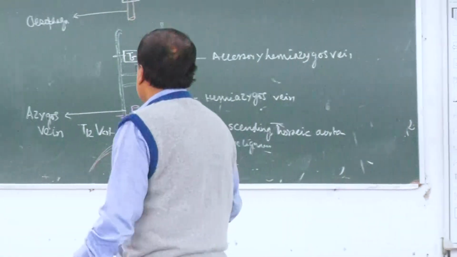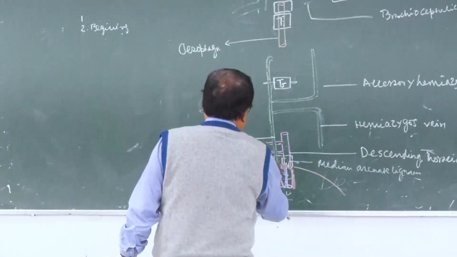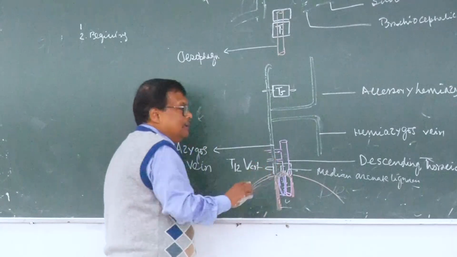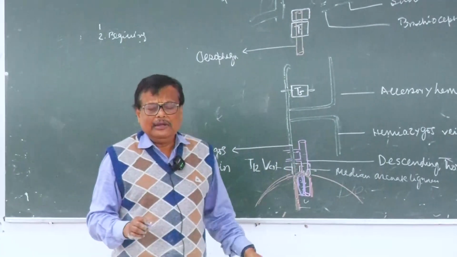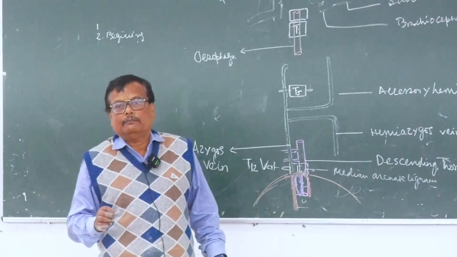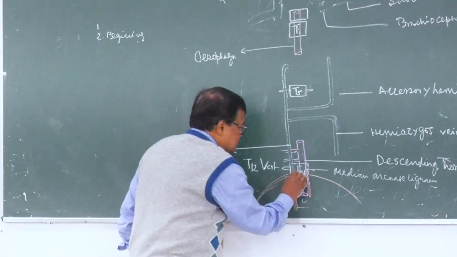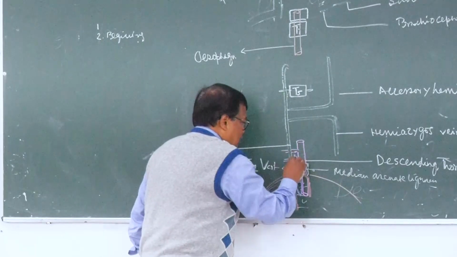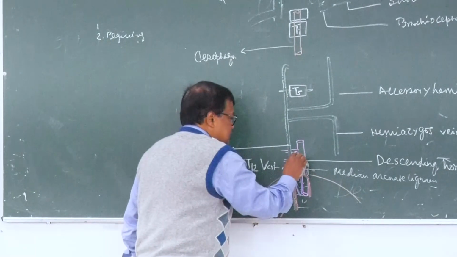And this cisterna chyli, at its upper end, passes below the median arcuate ligament, that means through the aortic opening of the diaphragm, and continues as the thoracic duct. Continued as thoracic duct.